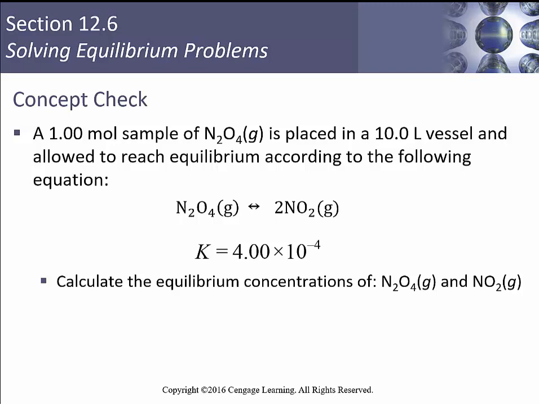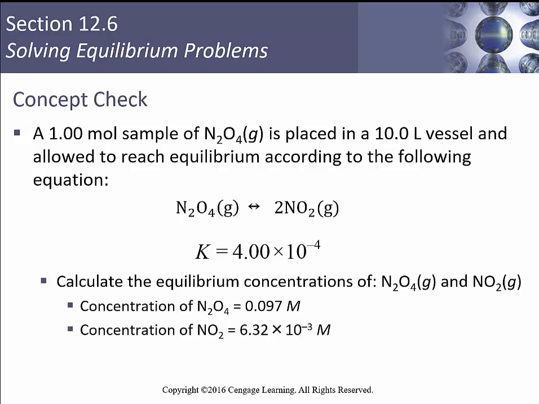We first have to take this 1 mole in 10 liters and make sure that we get the right concentration here in moles per liter. This should be a Kc. When we go through and do the math, pause, come back, work it out. Okay. Our concentration of N2O4 should be 0.097 molar when we're done. And our concentration of NO2 should be 6.32 times 10 to the minus 3rd molar.